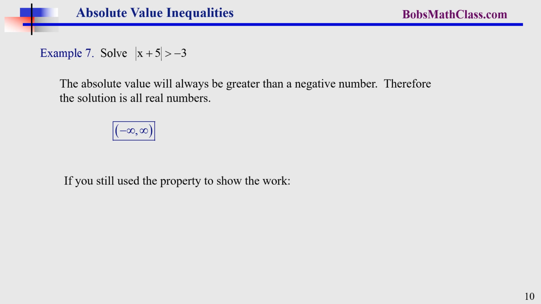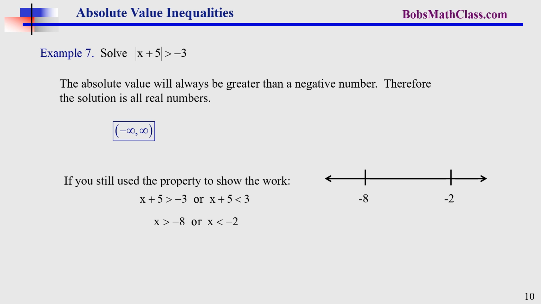Okay, let's use a property anyways. Again, this is probably not proper, so don't tell anyone. Let's write two inequalities. The first one, no changes. The second one, two changes. And it's an or, greater or, greater or. Okay, subtract 5 on both sides of each inequality. That gives us x is greater than negative 8, or x is less than negative 2.